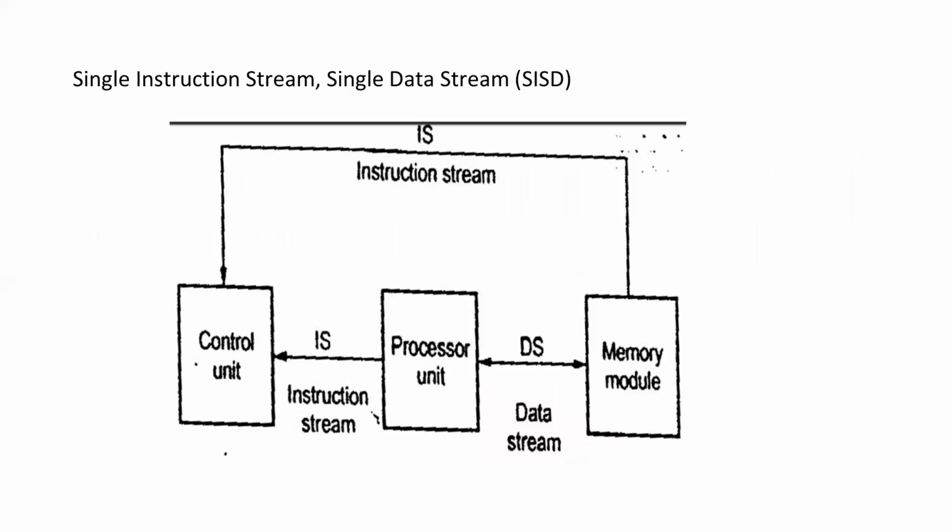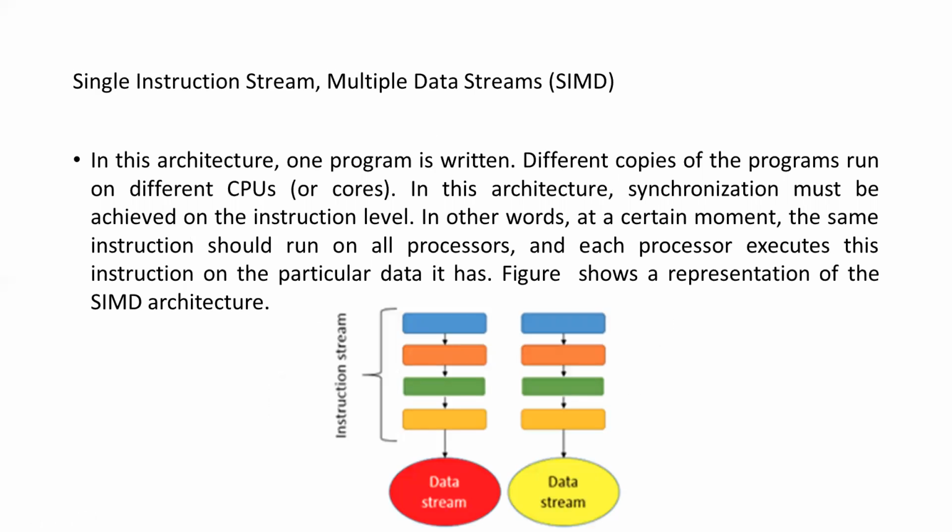The real architecture of SISD is that there is only one processor unit, only one control unit, and only one memory unit. That's why it is known as a single instruction stream and single data stream. Here only one path is available, so that's why the name is single instruction stream and single data stream. Now we move on to the second, that is known as a single instruction stream and multiple data stream.